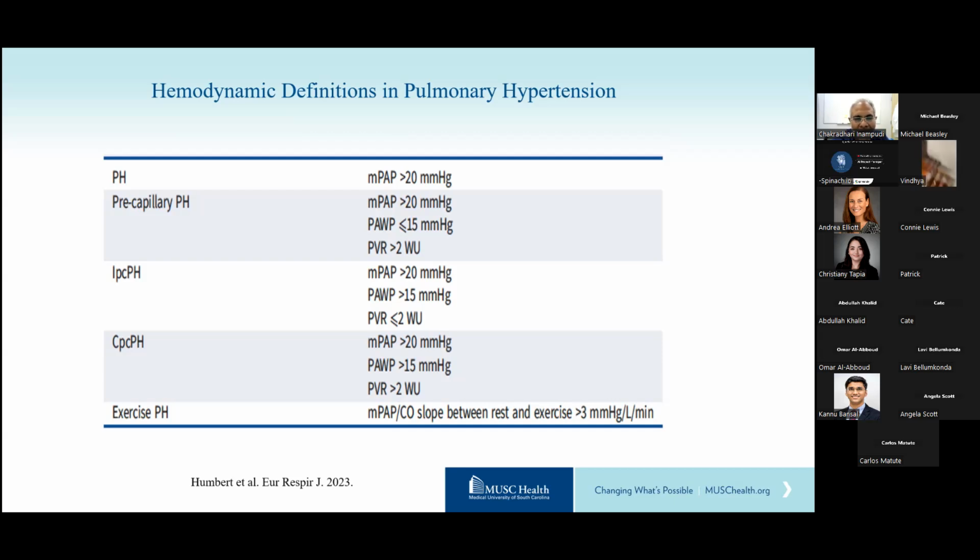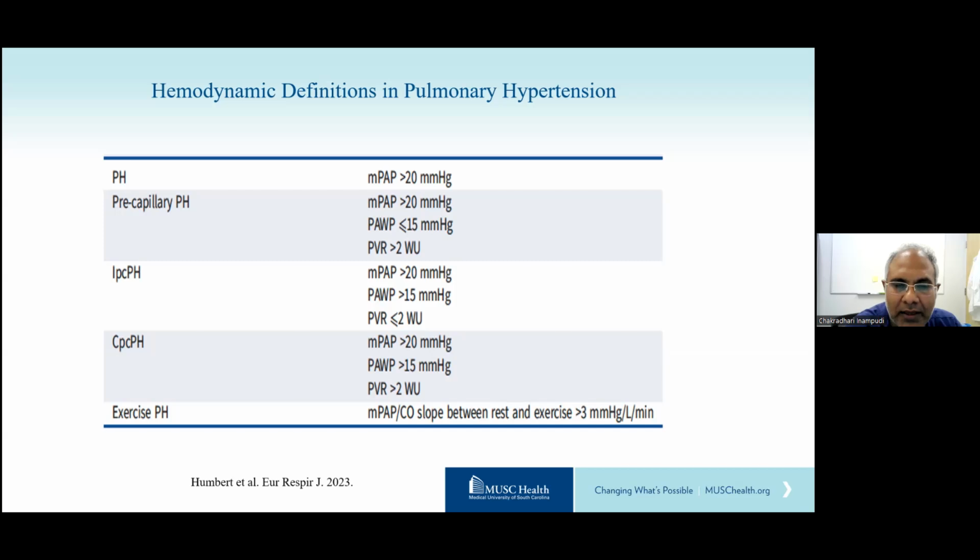And if you have a wedge greater than 15 with a PVR less than or equal to 2, that's PH due to left heart disease. And combined pre- and post-capillary pulmonary hypertension is a mean PAP greater than 20 and a PVR greater than 2, and also a wedge greater than 15. There's also an entity called exercise pulmonary hypertension that continues to evolve. The data evolves on a yearly basis on this. And this requires a mean PAP-cardiac output slope between rest and exercise of greater than 3 millimeters of mercury.